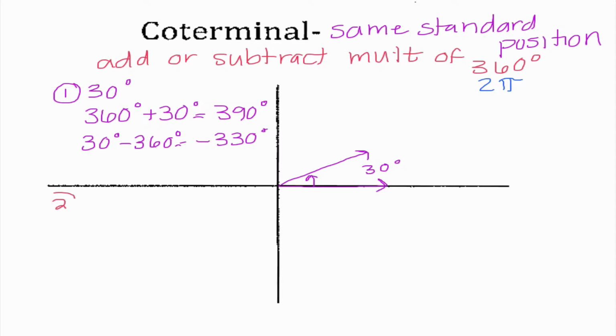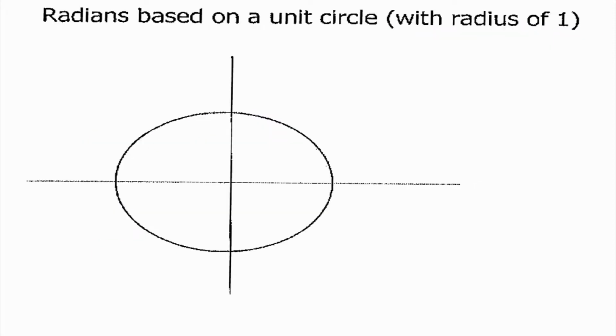So our second problem here, let's say we had negative 58 degrees. If I added 360 to that, I would get 302 degrees. If I subtracted 360, I would get negative 418 degrees. So the whole concept here is that these are all equivalent to each other. They are all coterminal angles.